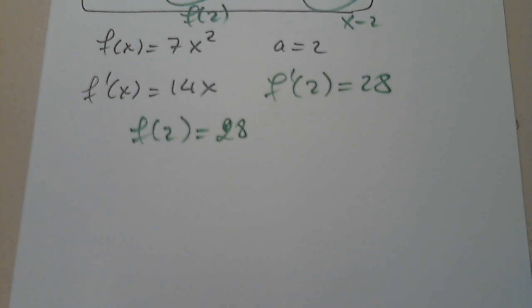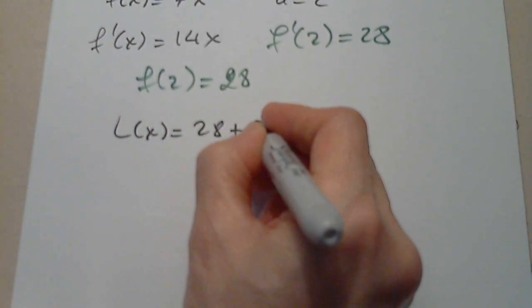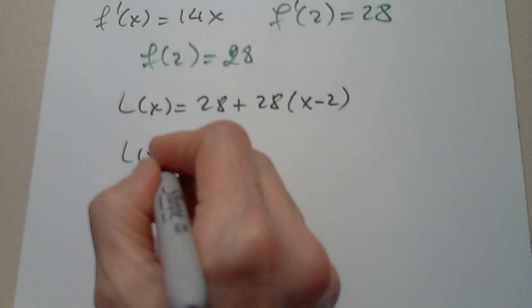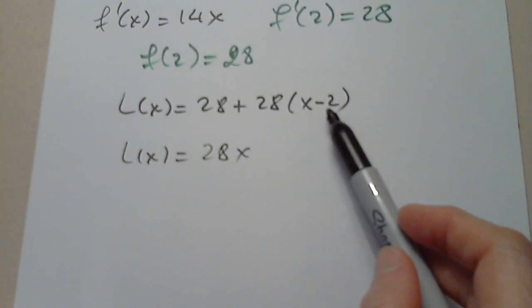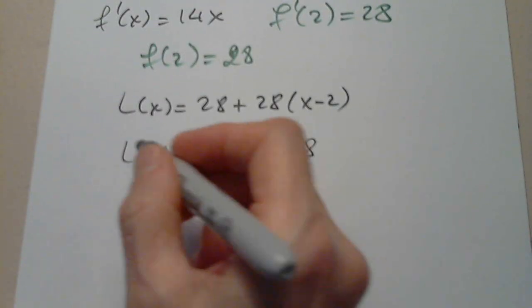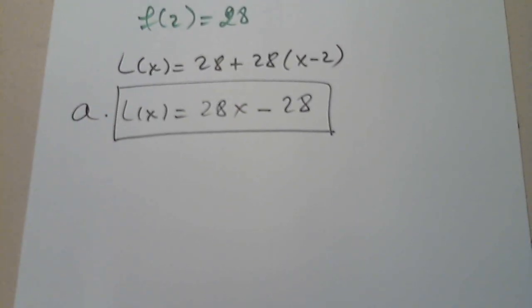So I'm done. I just have to plug them in. So L of x equals 28 plus 28 times (x minus 2), and I have to distribute. So L of x equals 28x minus 28 times 2 plus 28, which is minus 28. And this is it. This is part A. Just determine the pieces from the formula and just plug them in.